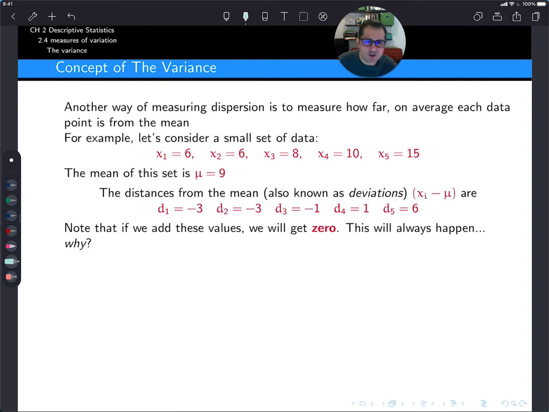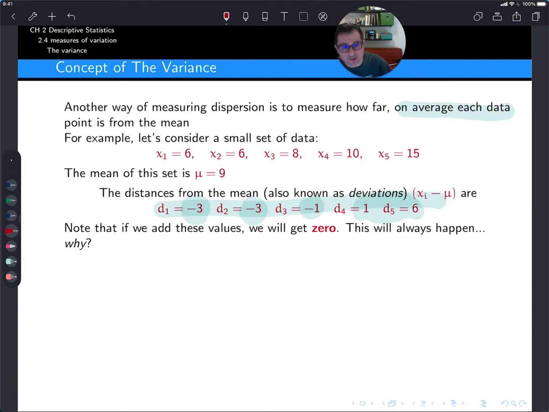So if I wanted to know, on average, how far the data are from my mean, I would want to find the average of these values. But the problem is that if I add them, I'm going to get a 0. Check. I have negative 3 plus negative 3 is negative 6, plus a negative 1, I get negative 7. And these two together are positive 7. So I get a 0. That's always going to happen.